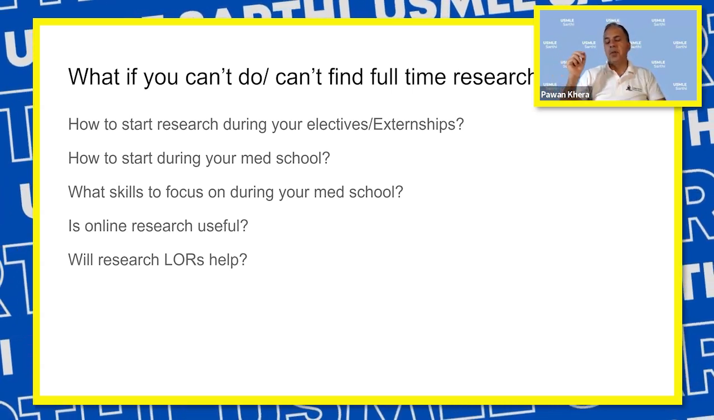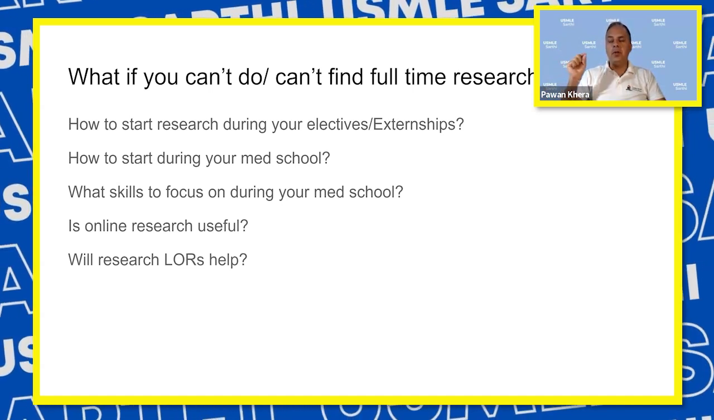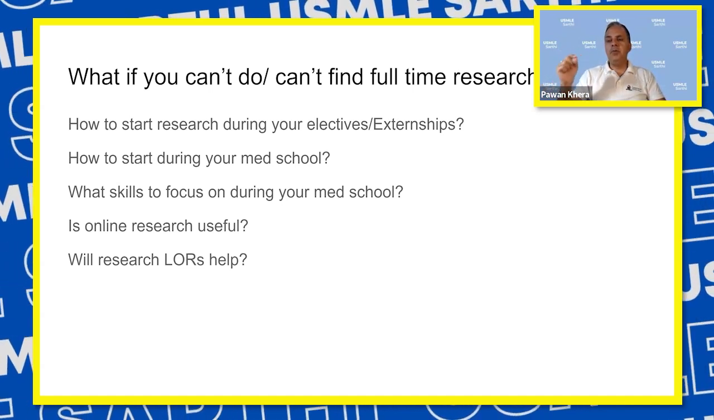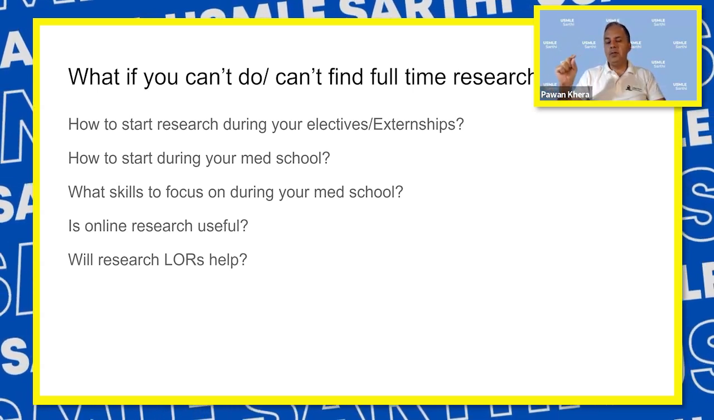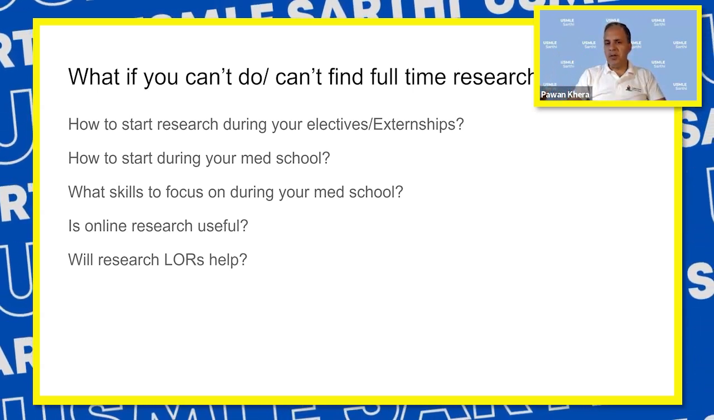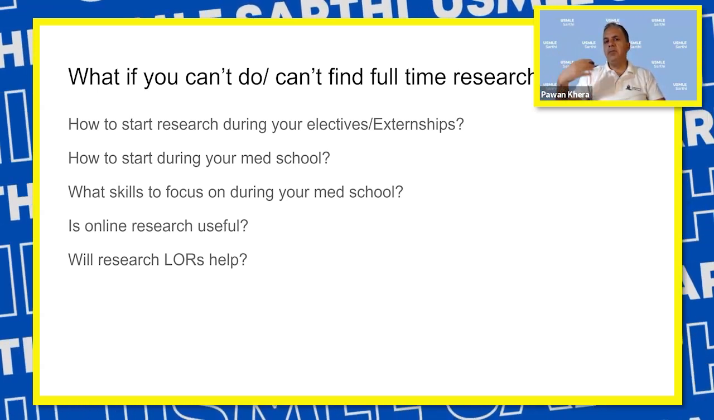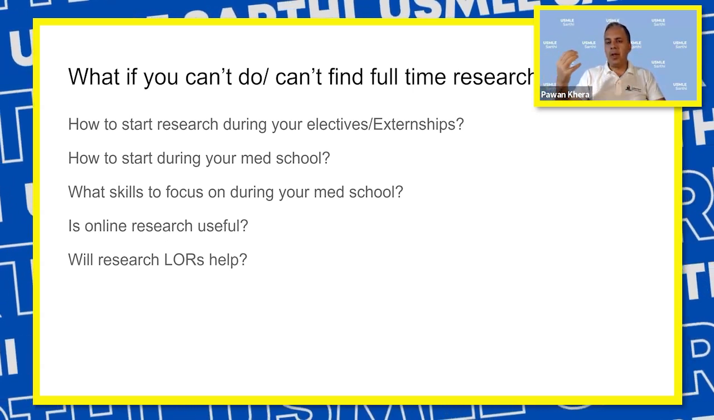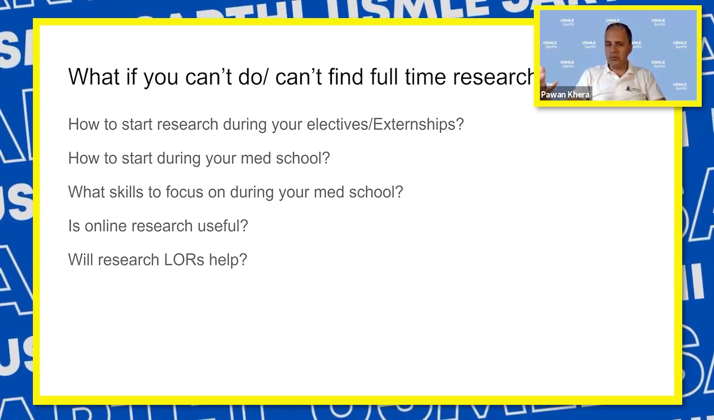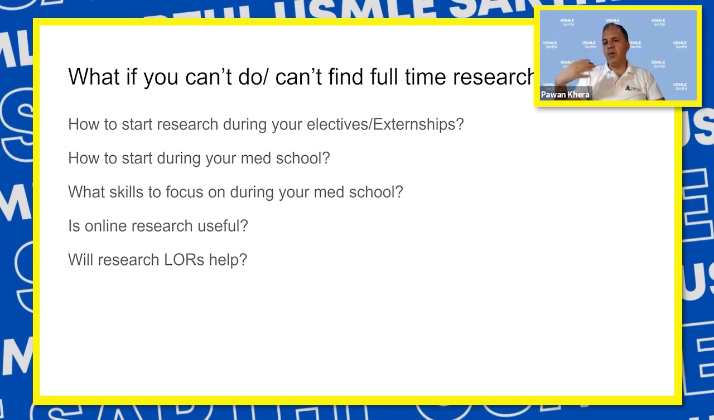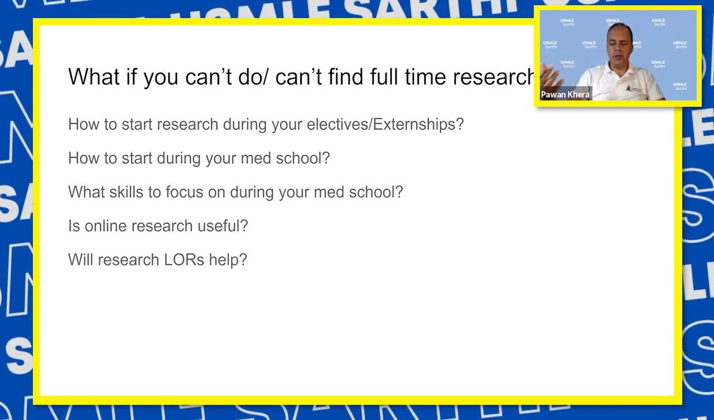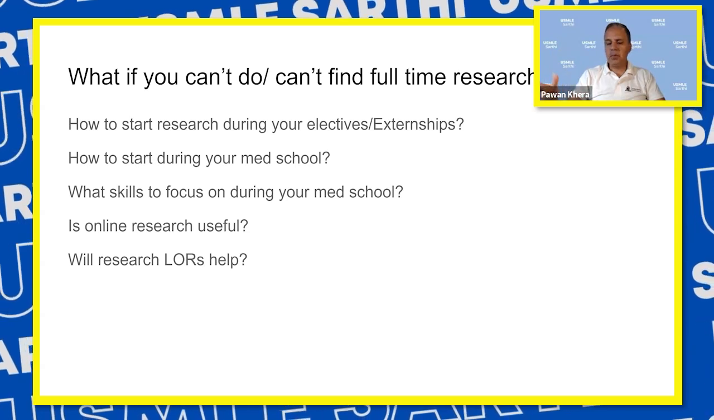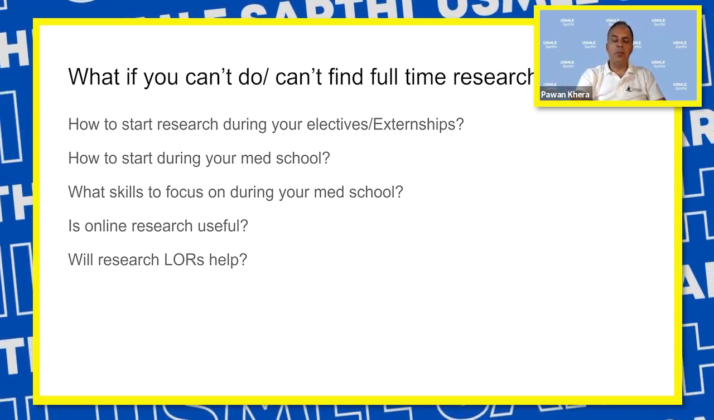Start early. The skill to focus on, a lot of people ask me, has to be statistics. So be good at statistics, learn the tools, learn SPSS, learn Stata, learn these tools that will help you analyze the data. Once you have those skills, you can probably add value to a lot of research projects, whether it is with the US faculty, whether it is with your faculty during med school.